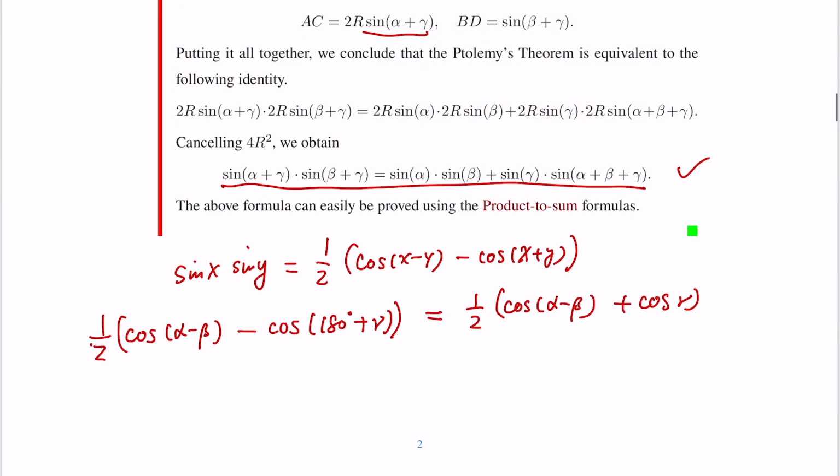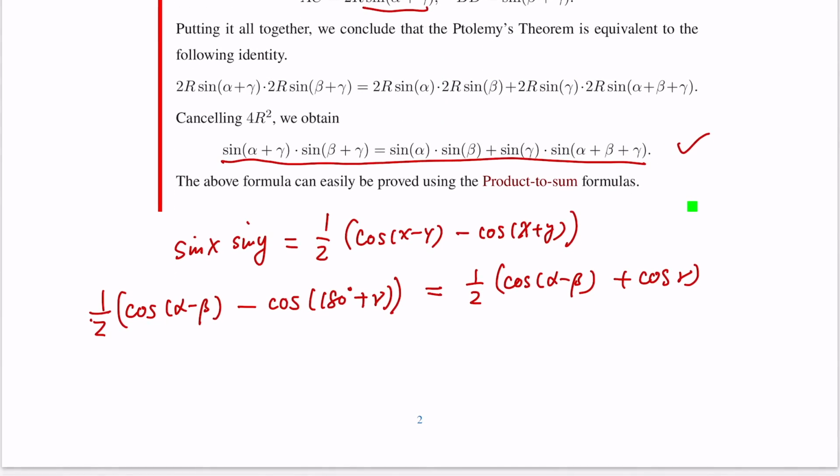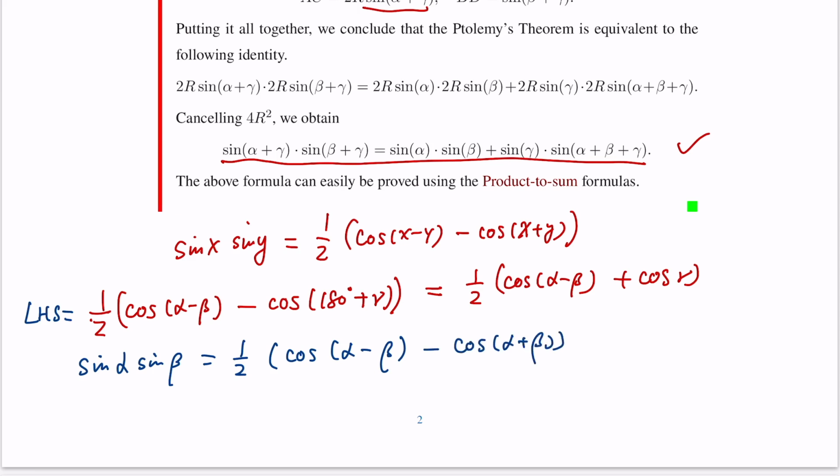So that's the left-hand side. Let me use a different color to compute the right-hand side. For the right-hand side, the first part is sine alpha sine beta. So this is half of cosine of alpha minus beta minus cosine of alpha plus beta. But then we will use the triangle angle theorem. Alpha plus beta is 180 degrees minus gamma, so it's half of cosine of alpha minus beta plus cosine gamma.